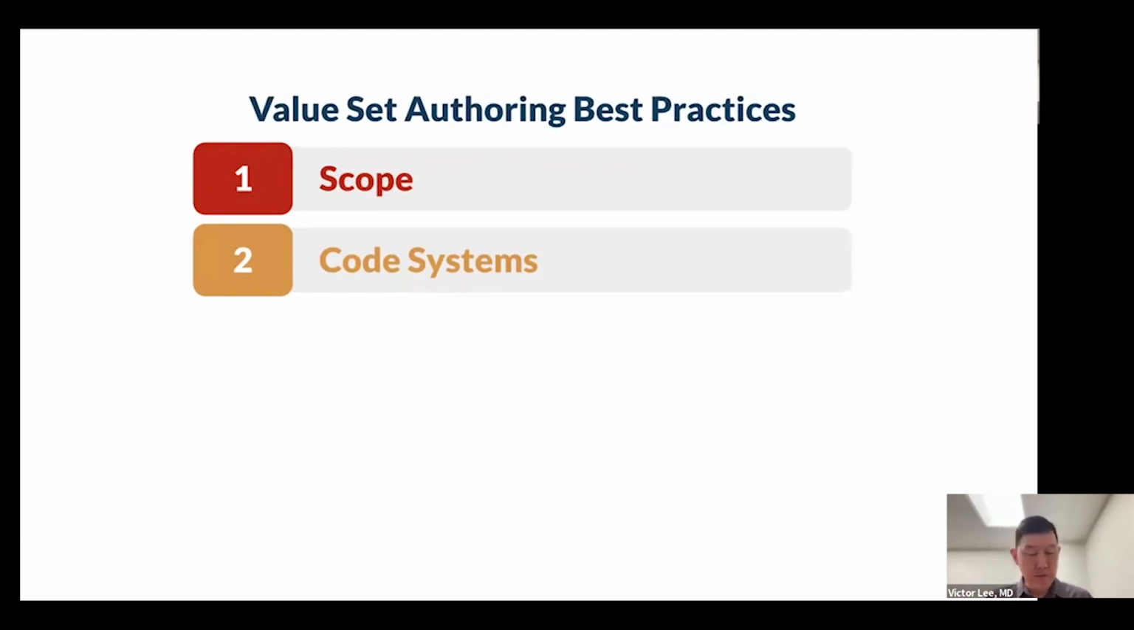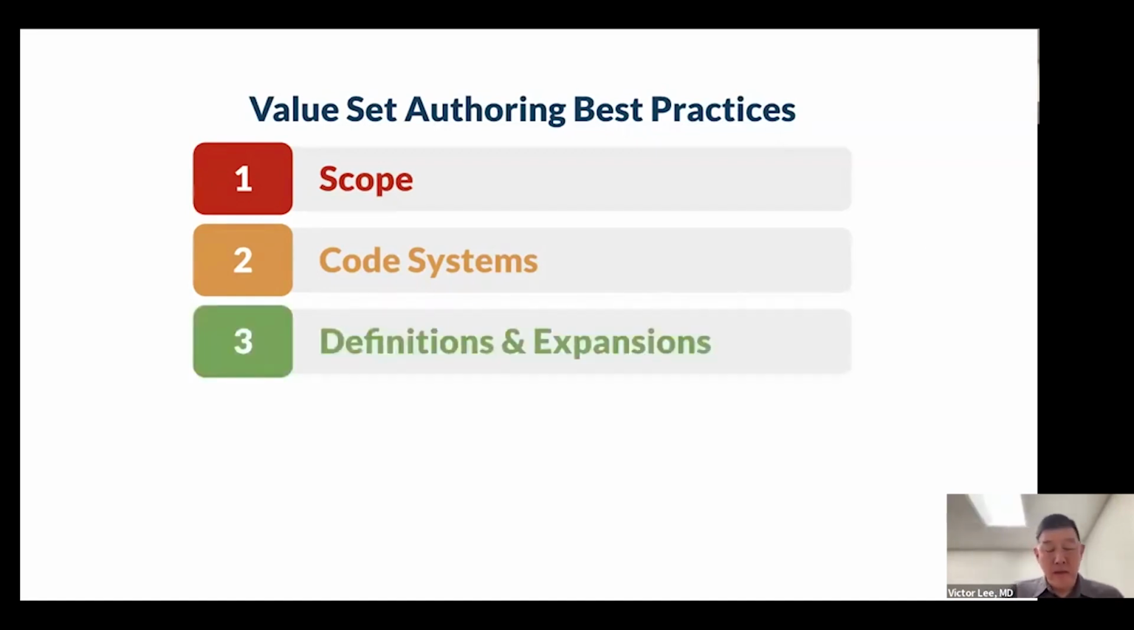So those are things that need to be agreed upon beforehand. So be mindful of code systems. And number 3 is a conversation around definitions and expansions.